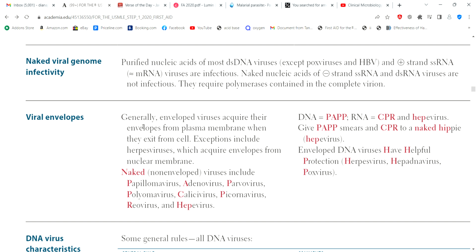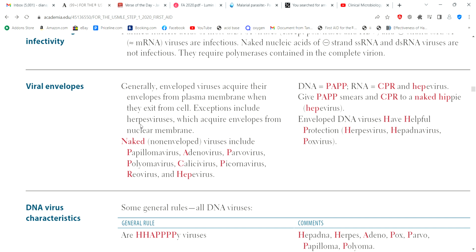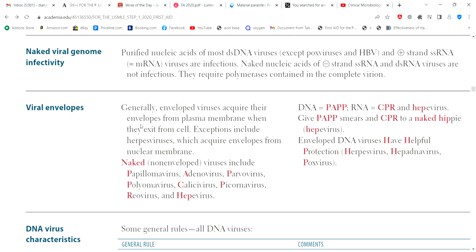Purified nucleic acids of most double-stranded DNA viruses except poxvirus and hepatitis B, and positive strand single-strand RNA viruses are infectious. Naked nucleic acid of negative strand, single strand RNA, and double strand RNA viruses are not infectious.